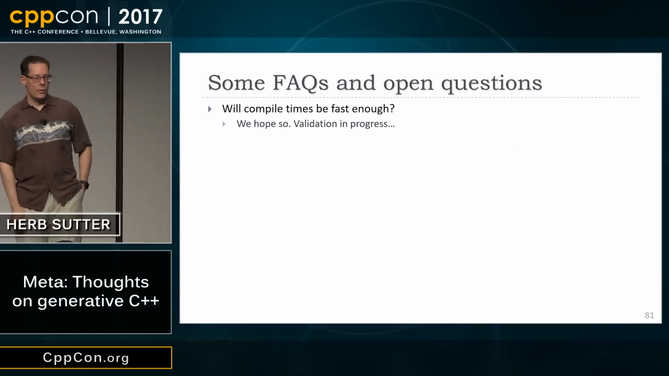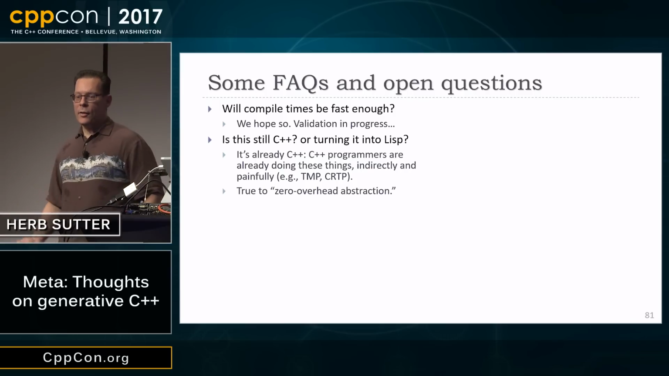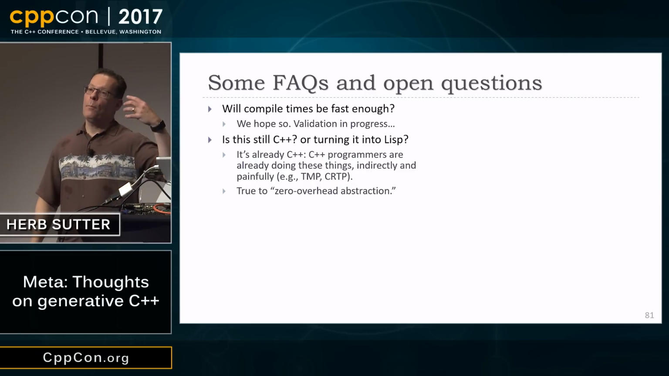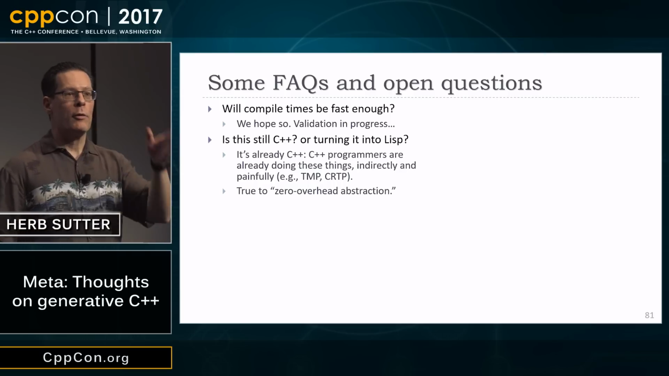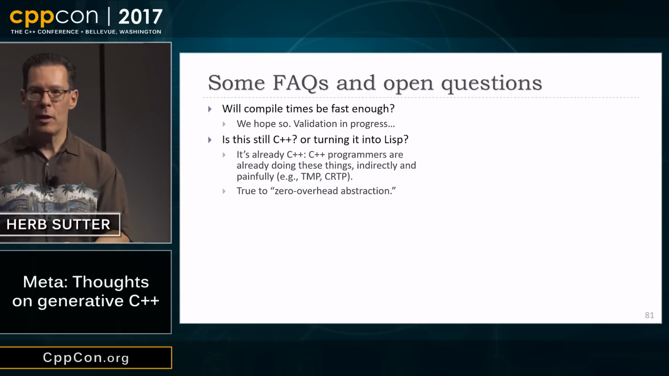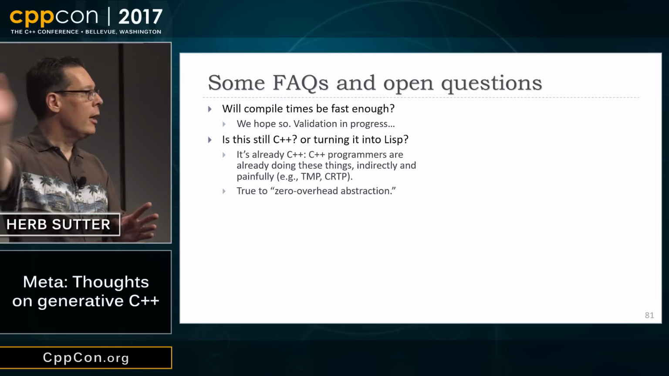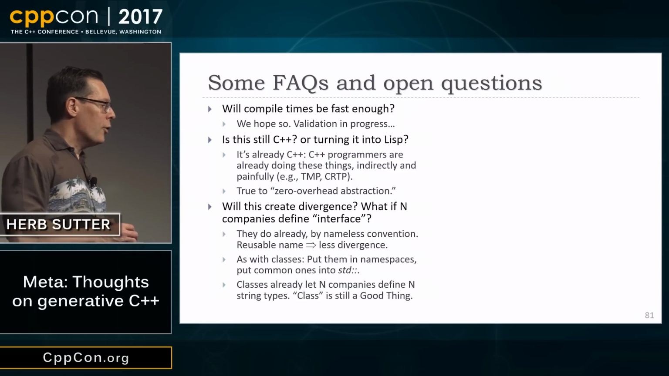So some open questions. We have to validate the compile times are going to be good enough. Is this still C++, or are we turning this into Lisp, which could also generate compile time stuff? To the extent that we make sure that we are automating and providing direct support for things we are already doing in C++, we can be sure that yes, we are still C++, that we haven't turned a corner and gone astray somewhere.